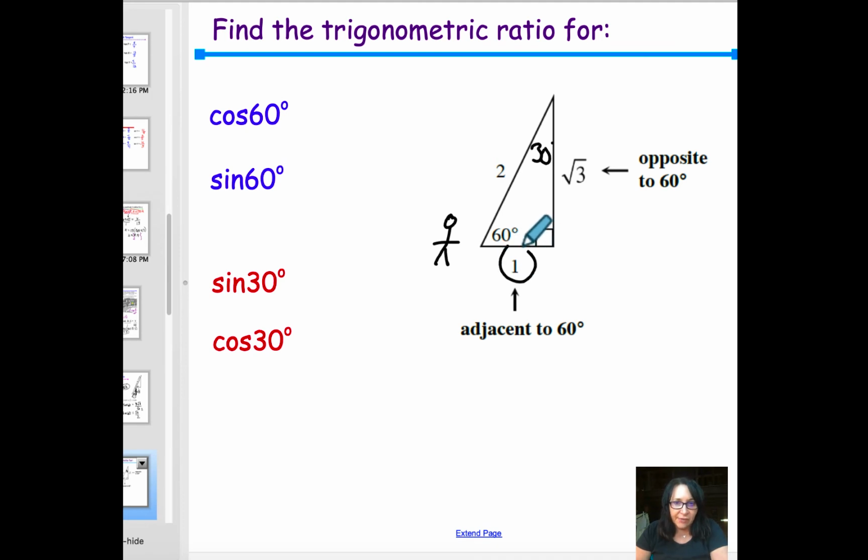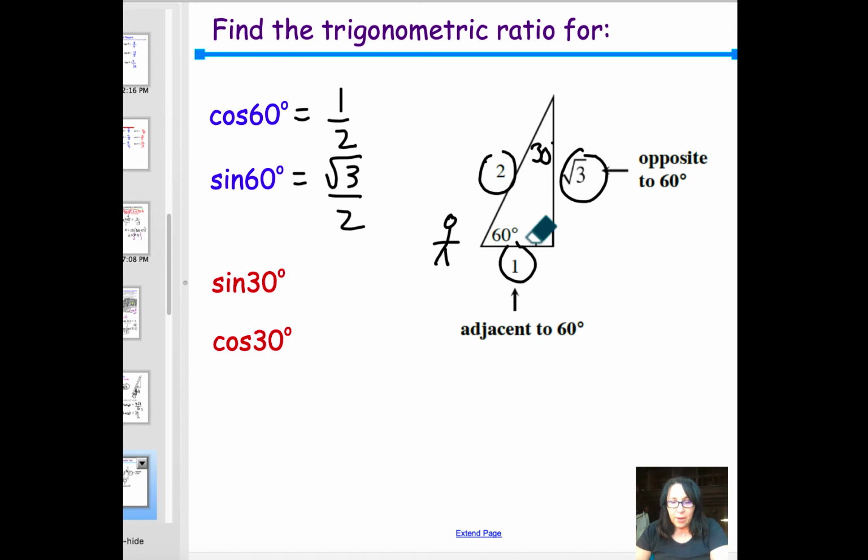At 60 degrees here, if you put yourself at the 60 degree mark, cosine is the adjacent side over the hypotenuse. So cosine of 60 is going to equal 1 over 2. Sine of 60 is the opposite over the hypotenuse, and so that's going to be root 3 over 2.